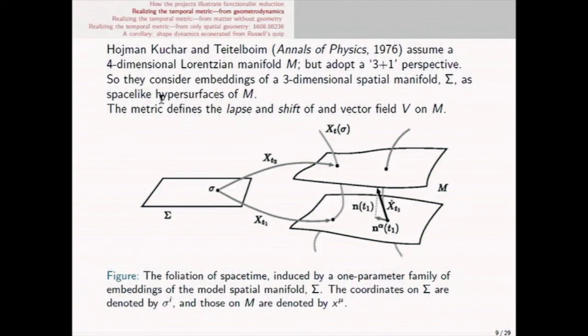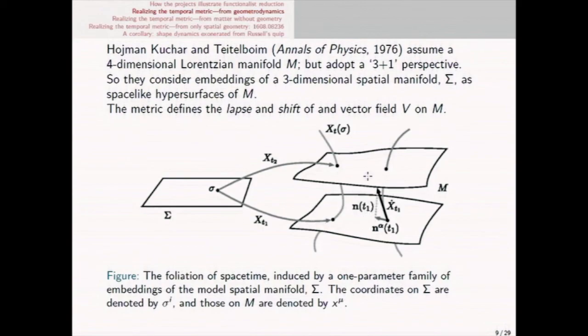So the 3+1 perspective is you consider embeddings of a three-dimensional spatial manifold as space-like hypersurfaces of M. So this is a drawing here on the right. You see the two leaves of the foliation, and they are diffeomorphic to a single spatial surface here, and a single point on the spatial surface can be mapped to a curve that will basically be the constant spatial curve, right? As you just progress along time, and you keep the spatial coordinates constant, this will form a curve.